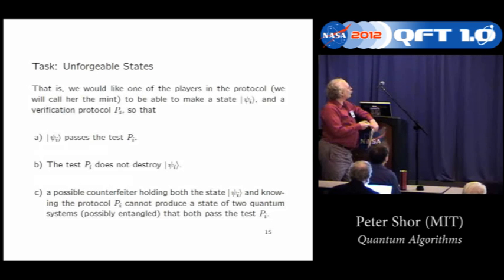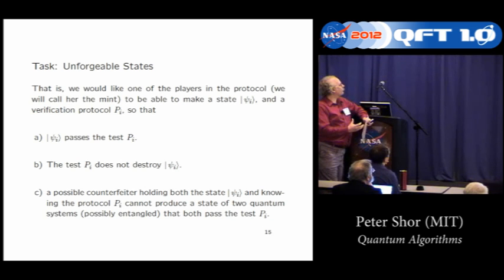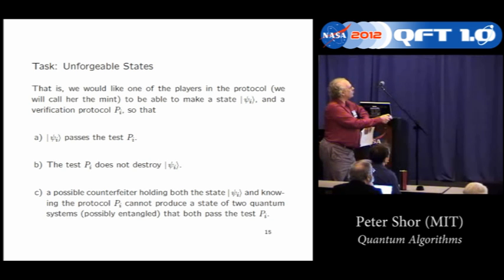So we would like to make quantum states that can be verified and cannot be duplicated. And what can you do with this? Well, in more detail, one of the players in the protocol, let's call her the mint, should be able to make a state psi sub I and a verification protocol p sub I. And here I is going to be the serial number on the bill.